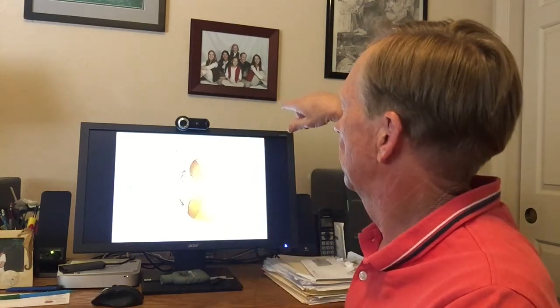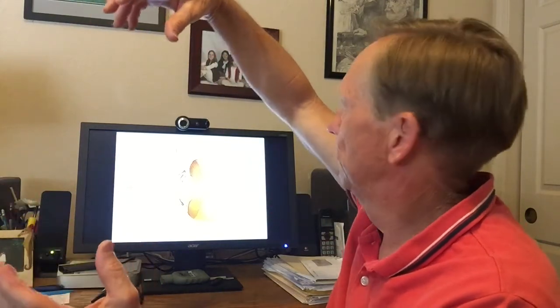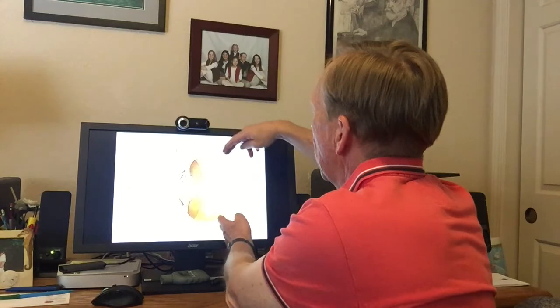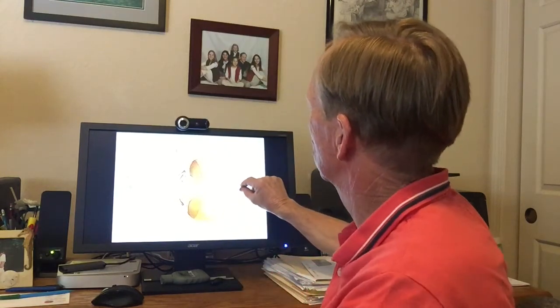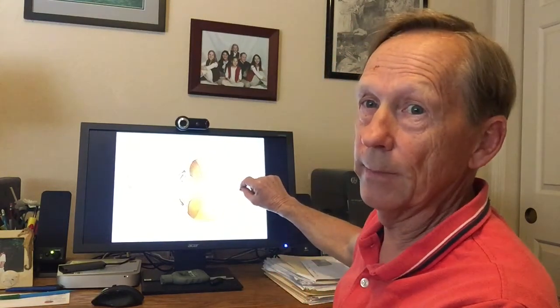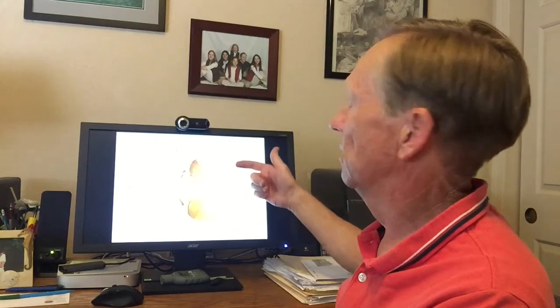Cones and rods are disproportionately dispersed across the back of the retina. Cones are most numerous in the center of the back of the retina, and they become less numerous as you go forward toward the front of the eye. Rods, on the other hand, are most numerous in the periphery of the retina, way out here, and least numerous as you get closer to the center. In fact, they don't exist at all in the fovea.